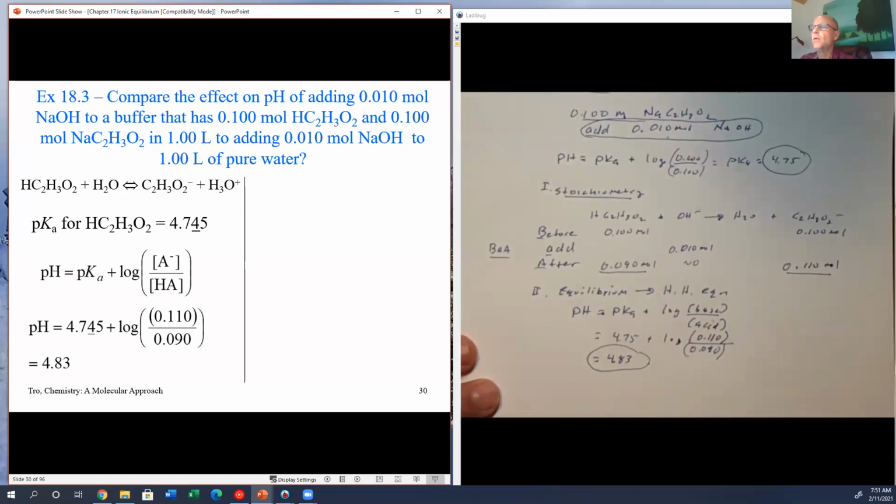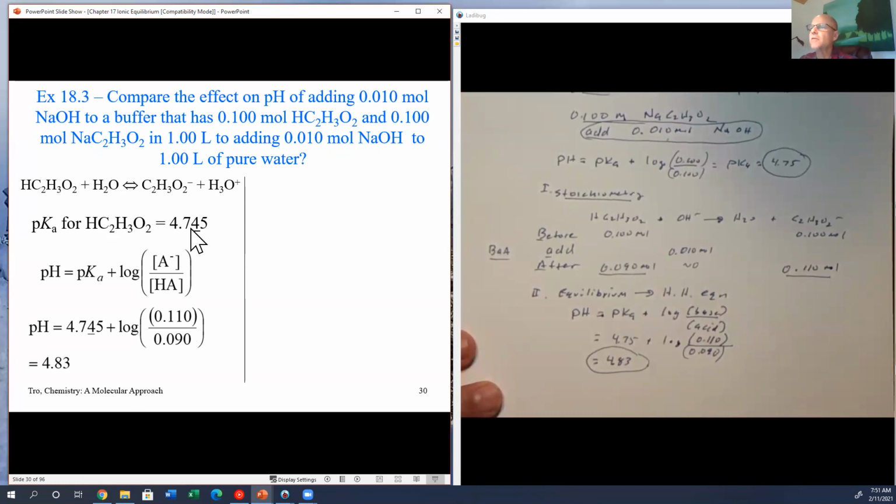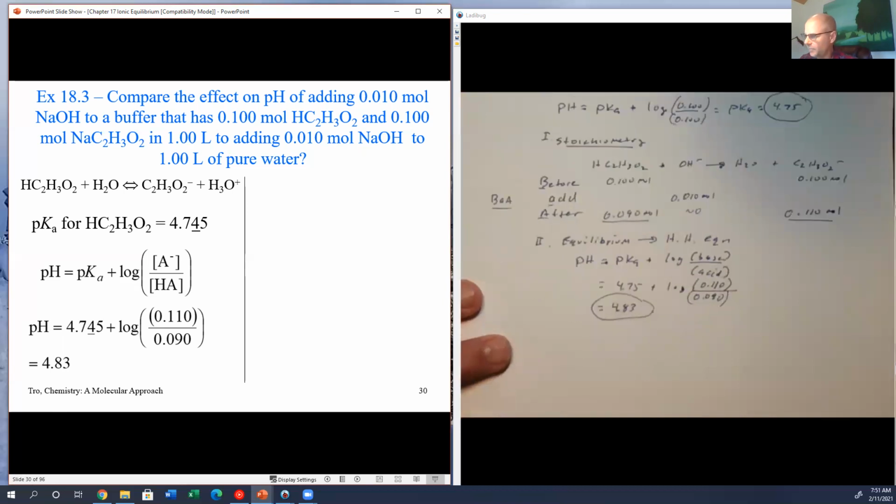Now, what would happen? This is the example we just did. We have acetic acid, we have the pKa, and we saw that the pH went from 4.75 to 4.83. What would happen if we added the same amount of base to pure water? How much would the pH change? Just so you can see the effect of a buffer.